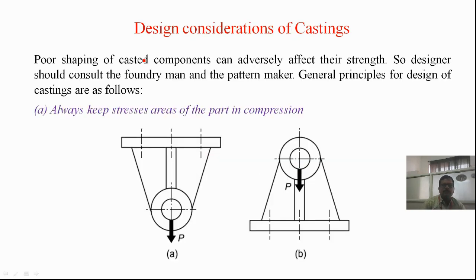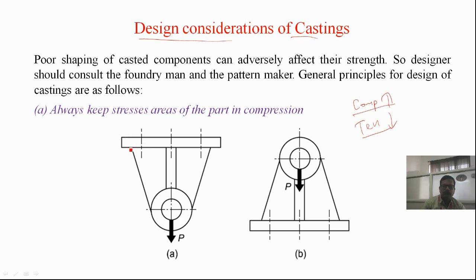Now, the design considerations of castings. We know that cast products have compressive strength greater than tensile strength. So when compressive strength is greater and tensile strength is smaller, cast components must be subjected to compression rather than tension.